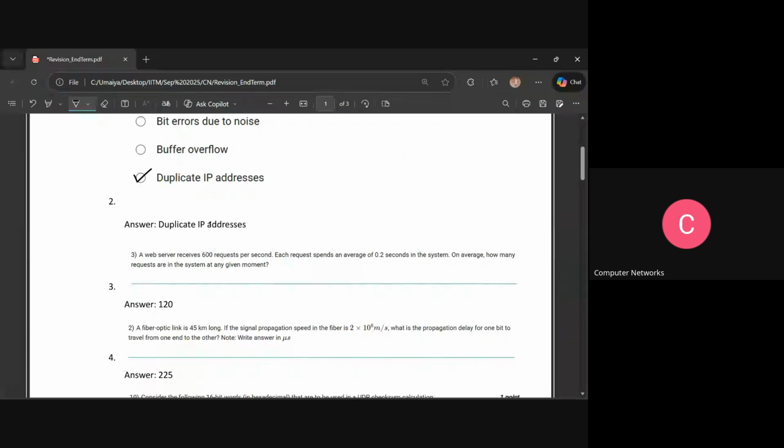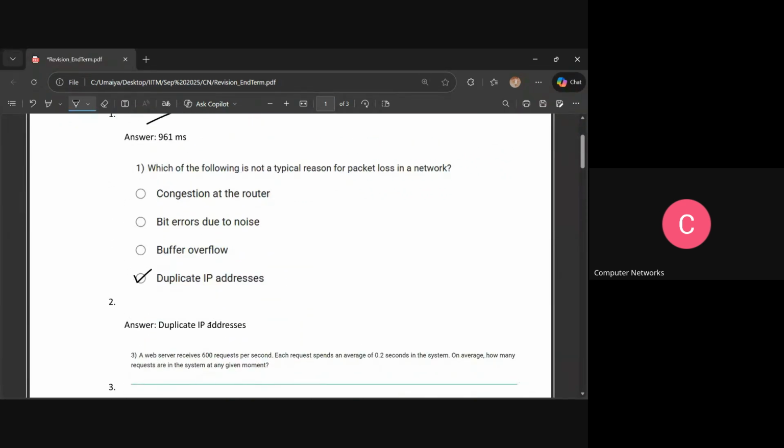All right, here is the next question, people. A web server receives 600 requests per second. Each request spends an average of 0.2 seconds in the system. On average, how many requests are in the system at any given moment? So we have to apply Little's law. What is Little's law? L is equal to A into W, where W is the average time in the system. Here the arrival rate is 600.